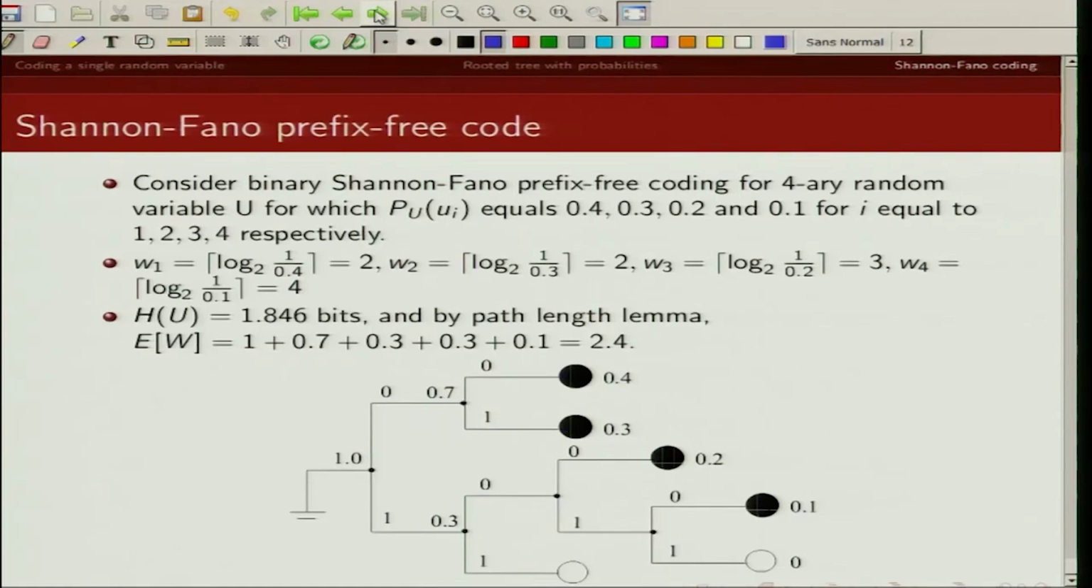So with this we will conclude this discussion on bounds on optimal code word length and Shannon-Fano coding. In the next lecture we will talk about optimal prefix free coding, which is known as Huffman coding. We'll first talk about what are the conditions that need to be satisfied for the code to be optimal.